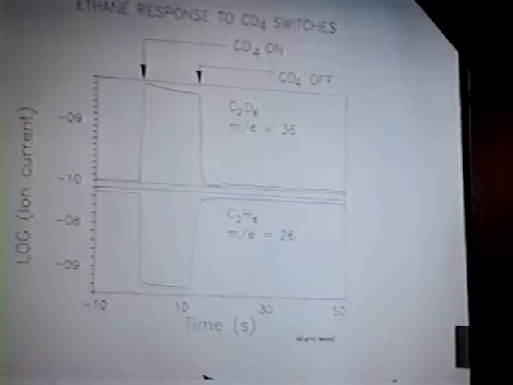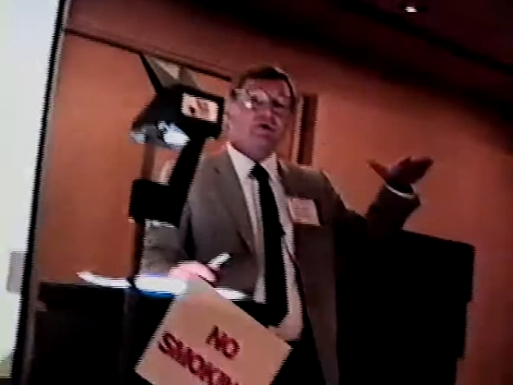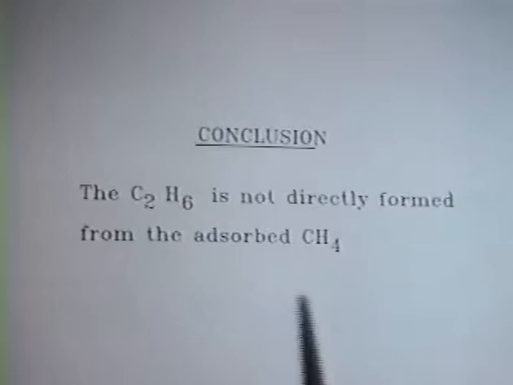And this is a very important result because it seems to indicate to us that the C2D6 does not reflect the isotopic composition of the material which is sitting on the catalyst surface. What it does do is instantly reflect the isotopic composition of the reactants in the gas phase. And I'll come back to that point again a little later. So our conclusion from this work is that the C2H6 is not directly formed from the adsorbed methane.